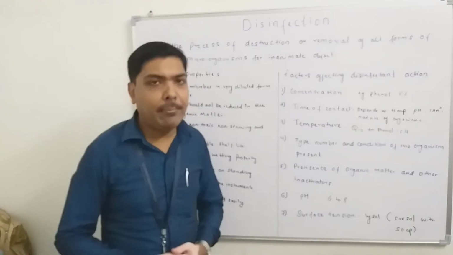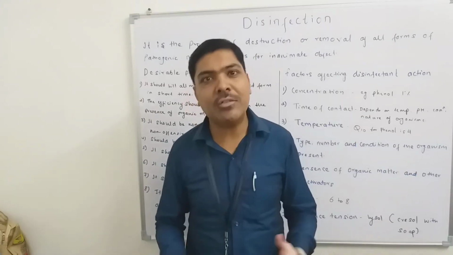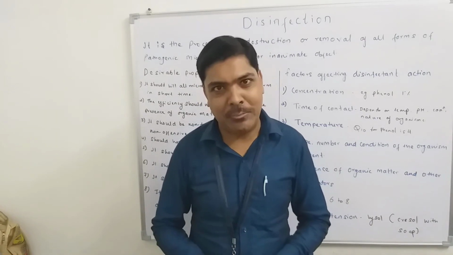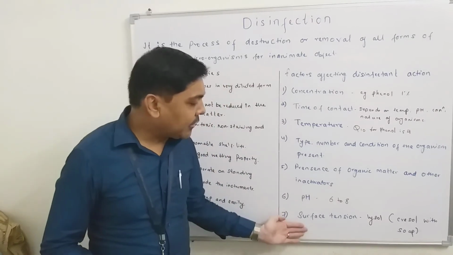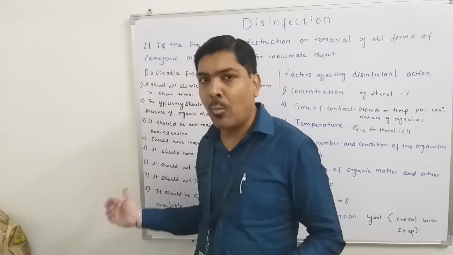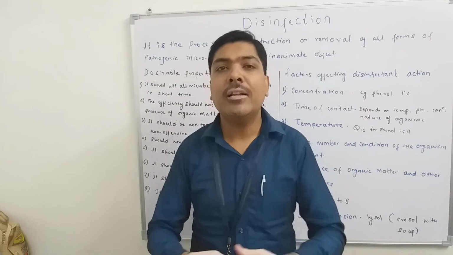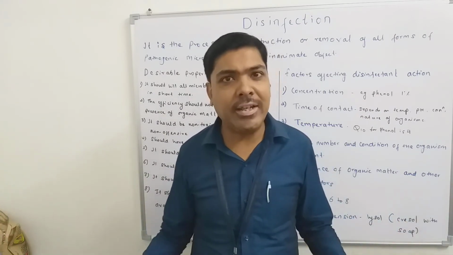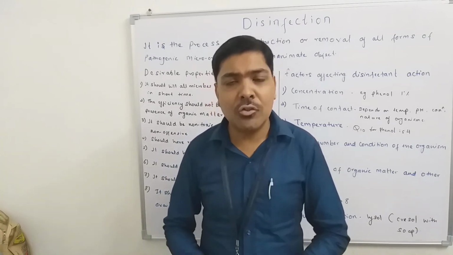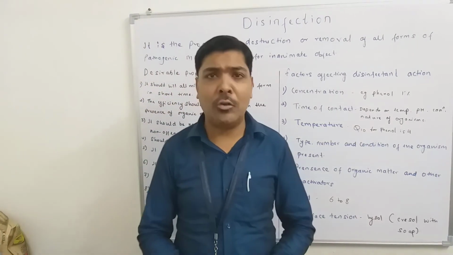Now the next point is the pH. Definitely pH also affects the activity of a disinfectant. It is observed that at a pH between 6 to 8, the activity of the disinfectant is maximum. Now the last point, that is the surface tension. It is somewhat related to the wetting property of a disinfectant. Ideally, if you are applying a disinfectant, it should cover a larger surface area and it should wet the surface on which we are applying it. If we take the example of phenol, the surface tension of phenol is less.